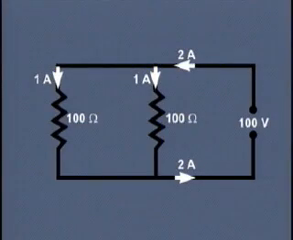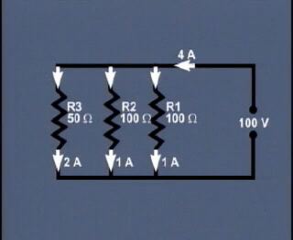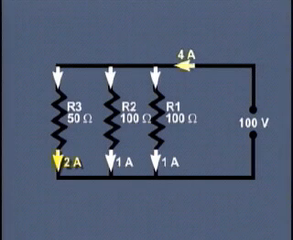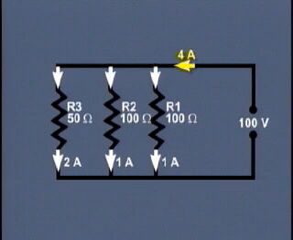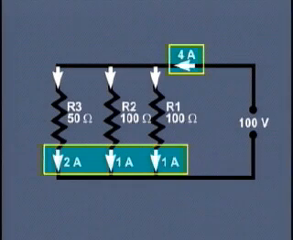Looking at the same circuit, suppose we added another resistor in parallel, but this time its value is 50 ohms. Now, the current in this third circuit will equal 2 amps, and the total current being supplied by the battery is now 4 amps. With parallel circuits, we can simply calculate the current in each branch and add these in order to arrive at the total current required.